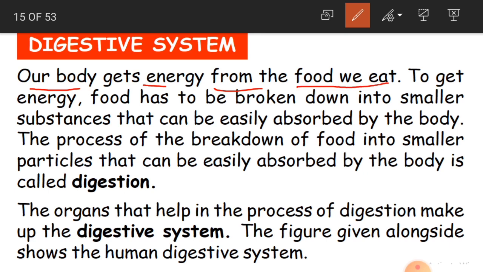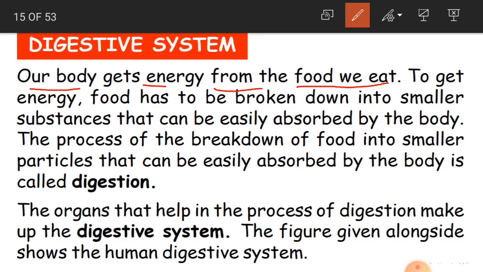So why do we eat food, children? Why do we eat food? To get energy. If you don't eat food for one day, will you be able to stay active? No, you cannot. If you skip even one meal, suppose you had your breakfast and you didn't have your lunch, then by the evening you will feel weak. You will be healthy, but you will not be active. You will feel very weak. Why are you weak? Because you didn't have your lunch.